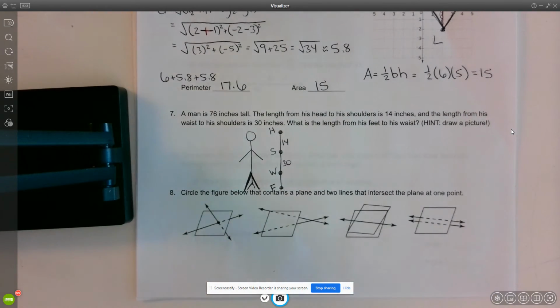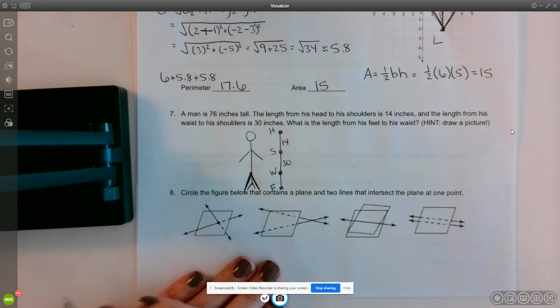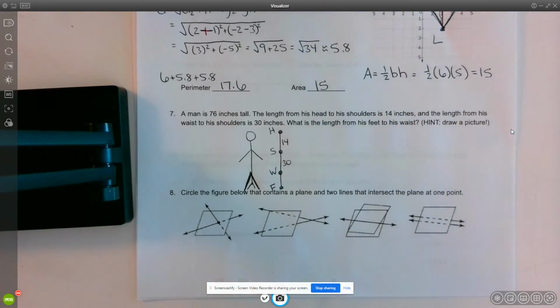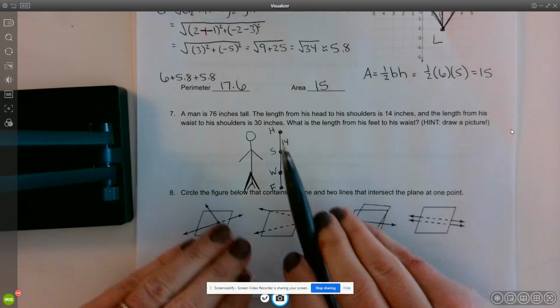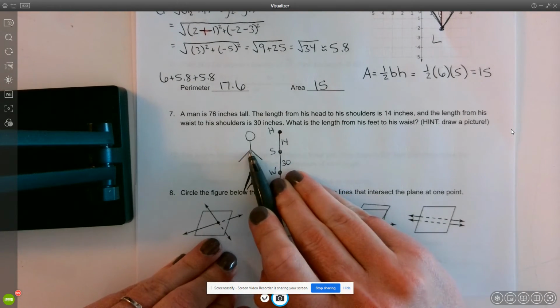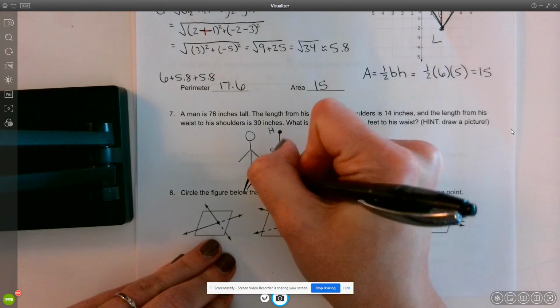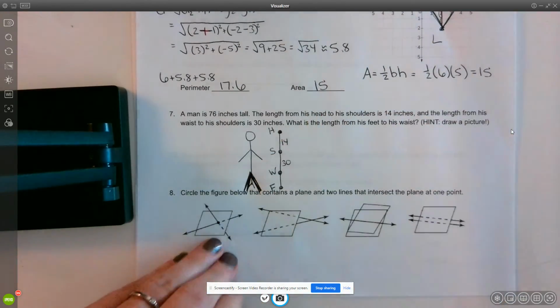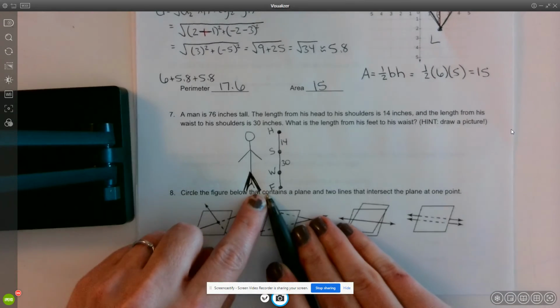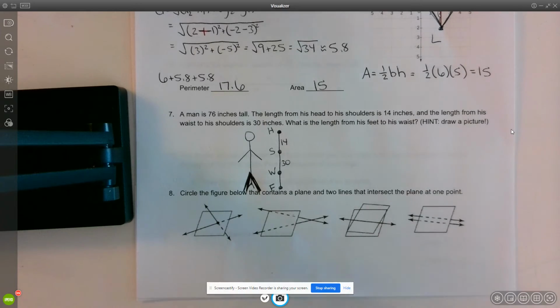Number 7, I went ahead and drew a diagram here. It says a man is 76 inches tall. So here's my man. And then next to him, I drew a line segment to try to represent the different parts of his body. Point H represents his head. Point S represents his shoulders. Point W represents his waist. I kind of messed up and first drew his waist, not very good. And then point F represents his feet. So we can use this as a reference when they give us different lengths.